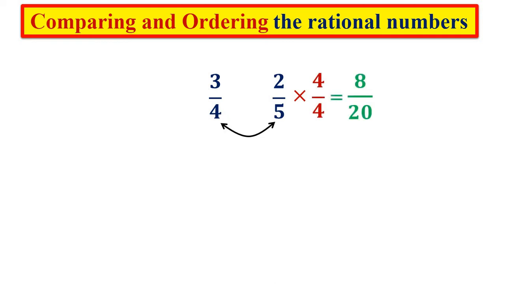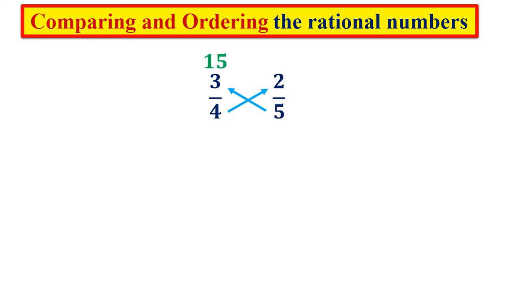It will be 8 over 20 here, and the other side is 15 over 20, which is bigger, 15 over 20. Or by cross multiplication, like this, 5 times 3 is 15, and 4 times 2 equals 8. So 15 is bigger than 8.